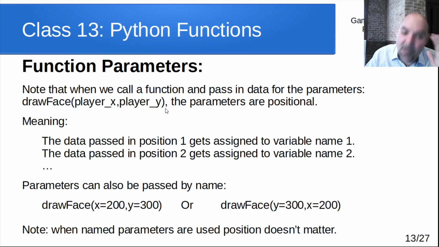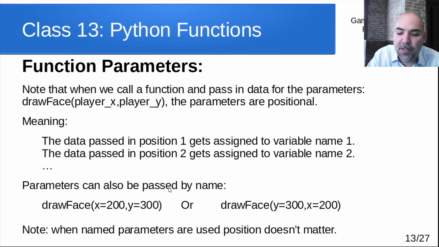The third thing, and so on. You can also pass them by name. So when you call the function, you could say drawFace x equal 200, y equal 300. If we use the names like this, the position doesn't matter anymore. So I could say y first and x second. drawFace with a y of 300 and x of 200. And notice when we name the parameters like that, that overrides the positional behavior. So we can put them in a different order.